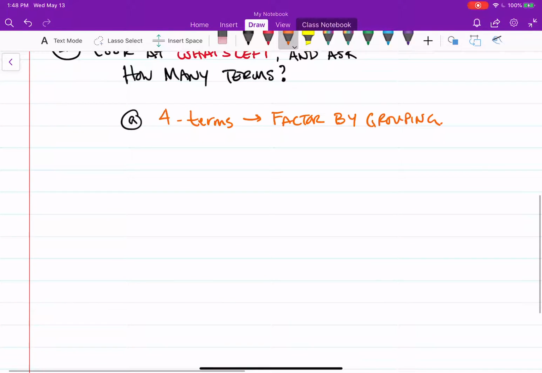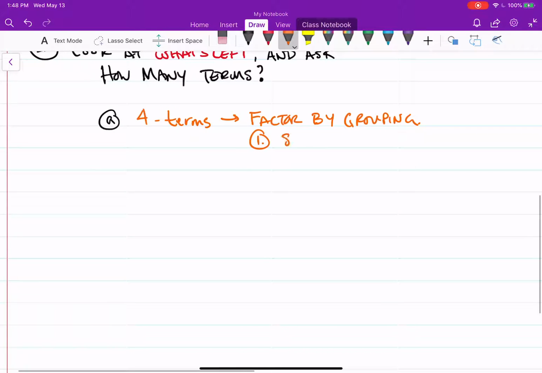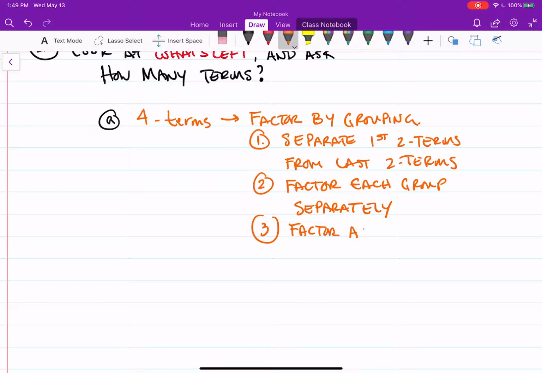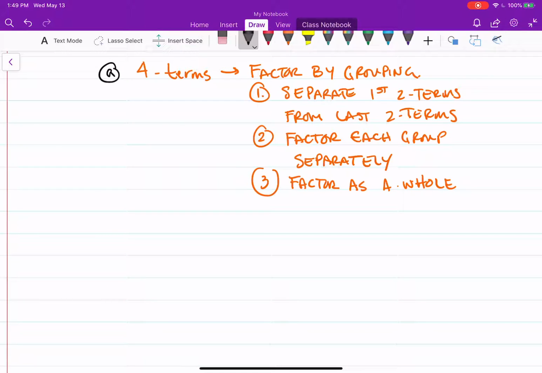Now here's my question. What are the steps in factor by grouping? We want to separate the first two terms from the last two terms. And then factor each group separately. And then factor as a whole. Okay, so that is 4 terms.